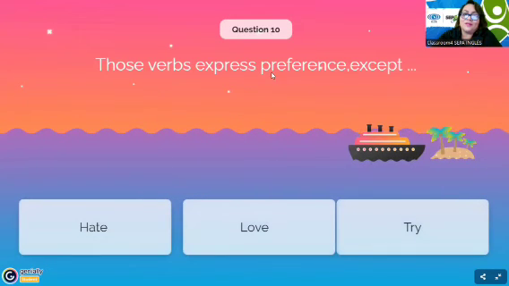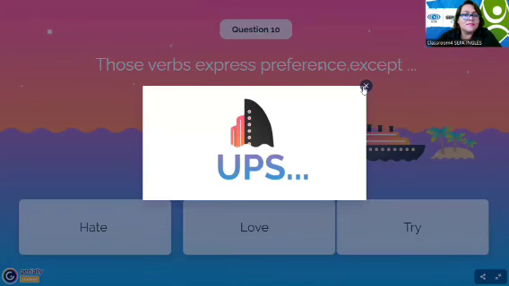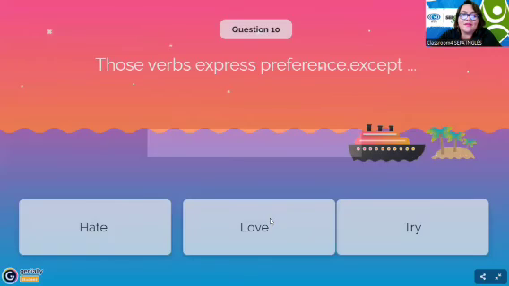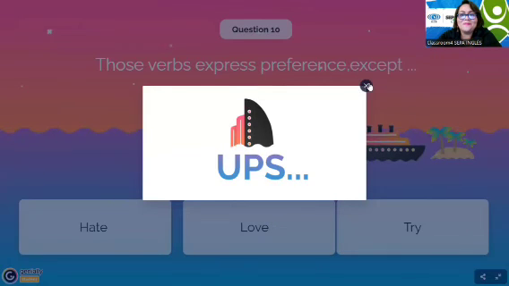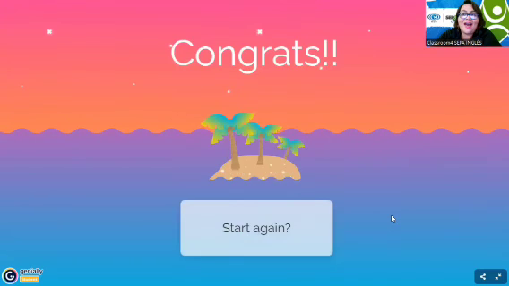Those verbs express preference except hate, love, try. Hate? No. Love? No. Of course, try is not a preference. So how many questions do you have right? I hope you have all of them. Start again? No, it's not necessary. I think it was easy. So we are going to move to the other step.